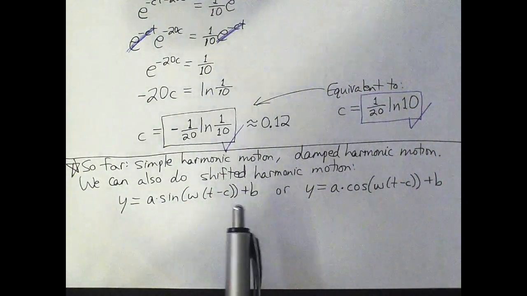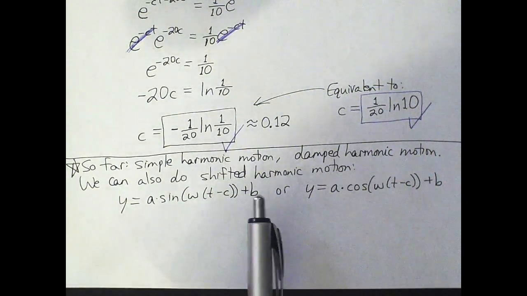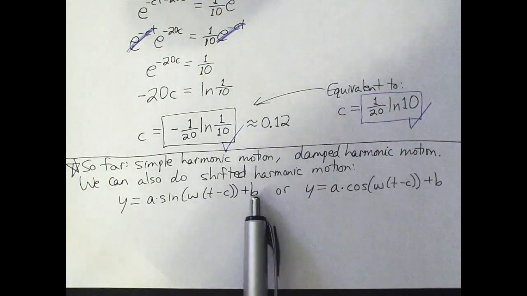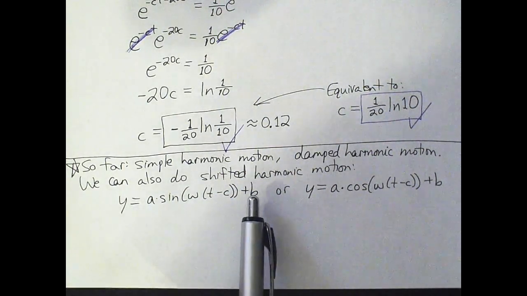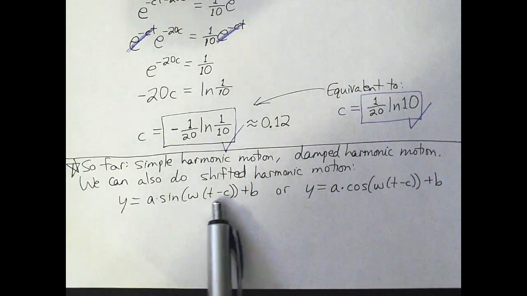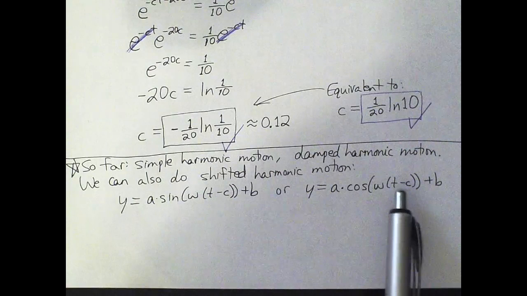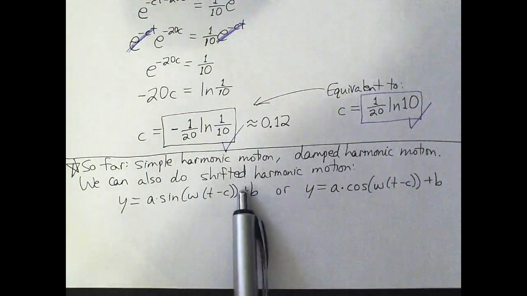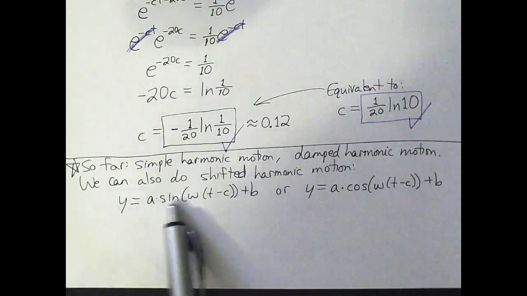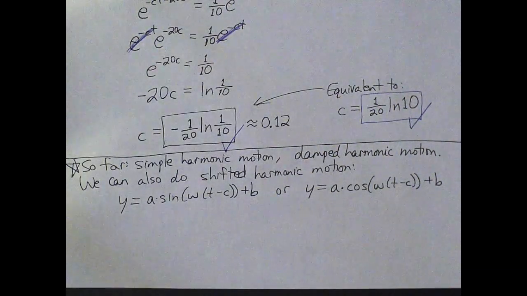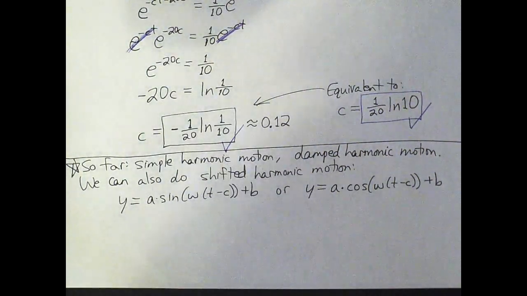The b is probably the easiest one to deal with, because plus b, if b is a positive number, just means you take the graph and shift it up, right? You have a graph plus a constant, y gets moved up. Same thing over here. If b is negative, like if you had minus a number, then you're shifting down. So that's shifted harmonic motion.